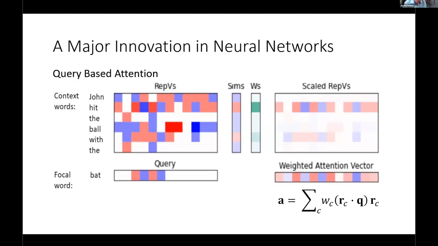The models process streams of words. In this case, I have a short stream of words like "John hit the ball with the," and now we have the next word in the sequence, "bat." The word bat is ambiguous. It could refer to a small flying animal or to something that you might use to hit something with.